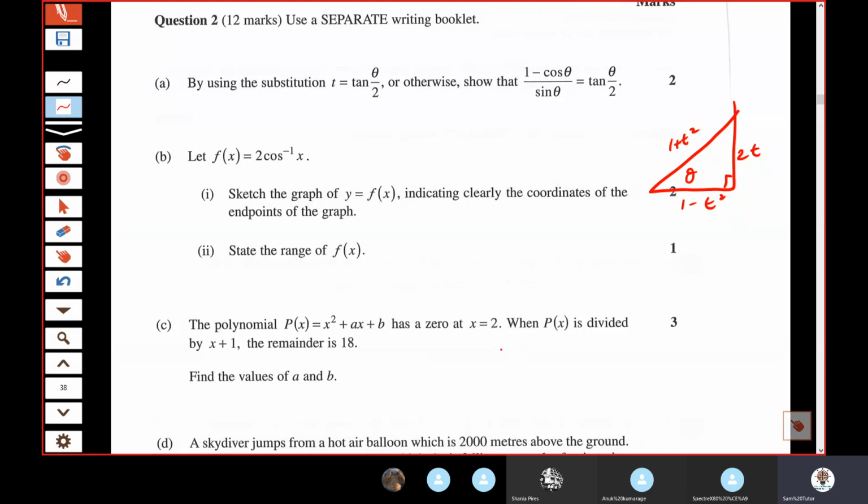Which one? A, you've got to use cos theta as adjacent over hypotenuse, and then sine theta as opposite over hypotenuse, and then when you simplify that math to the left-hand side, it should end up with what letter? What letter? Should end up with T, because tan theta on 2 is T. So try that now.